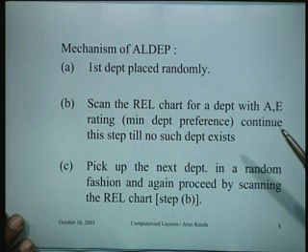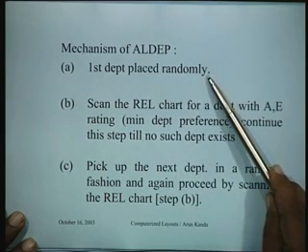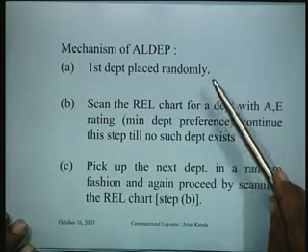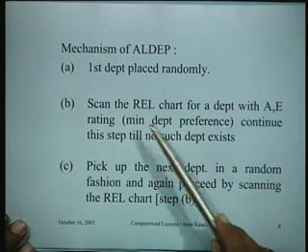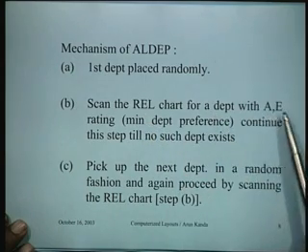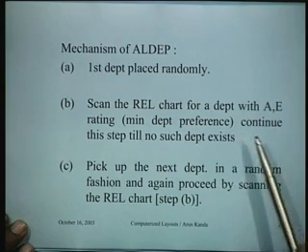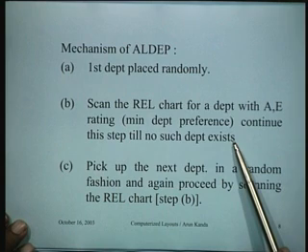Here is a brief glimpse of the mechanism of LDAP, that is the algorithm that is followed by LDAP. The first step is that the first department is placed randomly. After having placed the first department, the second step is to scan the REL chart for a department with an A or an E rating, that is the minimum department preference you specified, and continue this step until no such department exists.